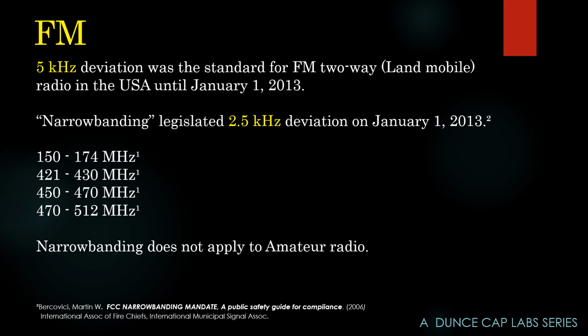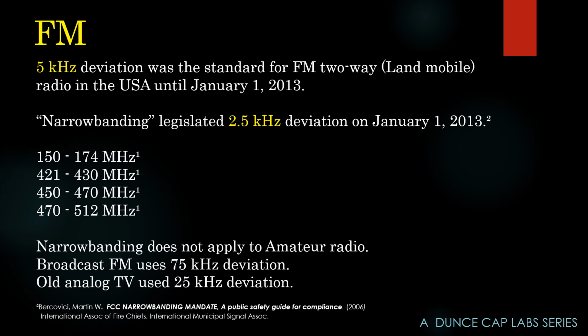So narrowbanding does not apply to amateur radio. And I'd like you to know that your local FM station is allowed 75 kilohertz deviation. This is for various reasons. One is to provide much better audio quality, and two, it allows them room to transmit subcarriers that can transmit all kinds of information to your radio.